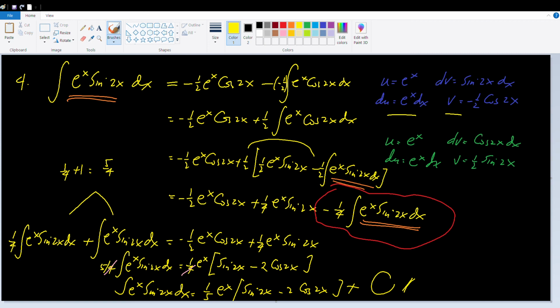So, if you are given an integral, and by the application of integration by parts, there is a recurrence of the original integral, what you will do is transpose that integral to the left side to combine with the original integral, and then you just add up the coefficients to find the final answer.